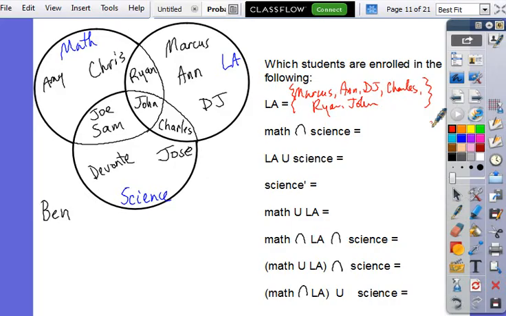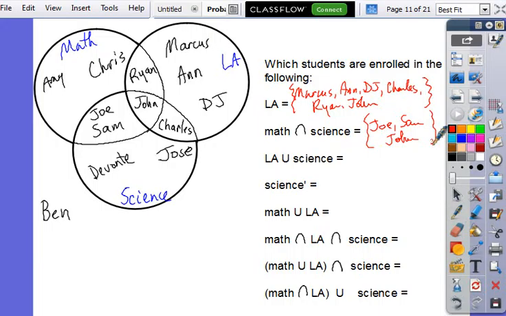Here's my math circle up top. My science circle is below it. All right, y'all. So math and science would be Joe, Sam, and John. Again, you probably need a little squiggly line around it saying it's a set. The next one says language arts union with science.